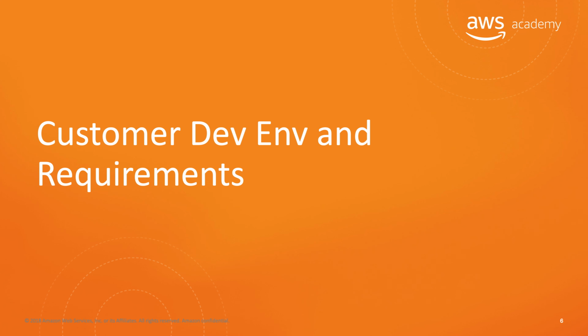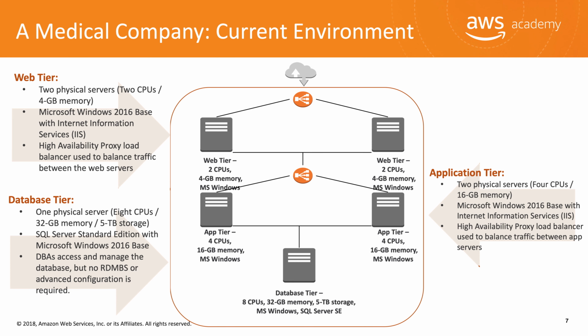Now, let's get to the second part. We need to find out and understand the customer's development environment and also their requirements in order to find the solution. So we can see this is their current structure, which has a crystal clear three tiers. The first one is the web tier, the second tier is the application tier, and the third tier is the database tier.